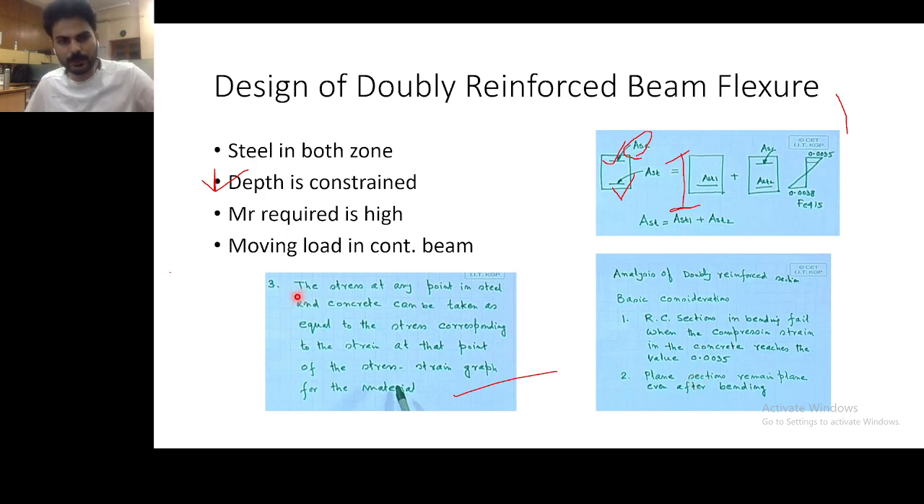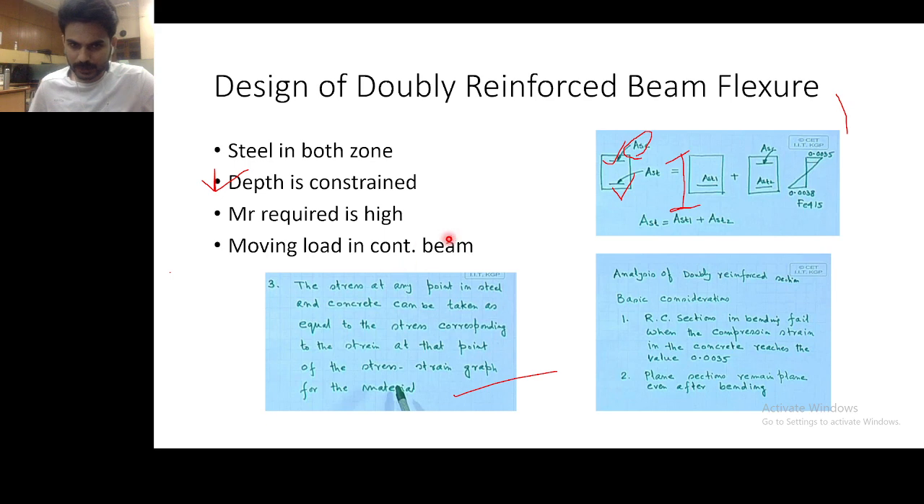Also, another requirement for doubly reinforced beams is that the moment of resistance required is high. Like in some sections, if a lot of high intensity loads are coming, at that time we want a stronger beam to be designed. So by designing a doubly reinforced beam, we can have a high moment of resistance in that beam.